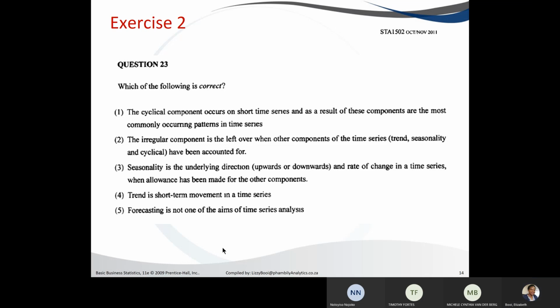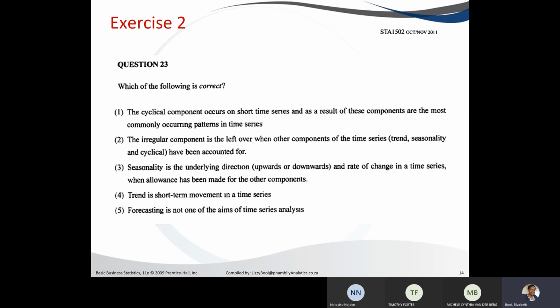Anyone? Melissa says it's 2. And Timothy also agrees that is true and that is correct.